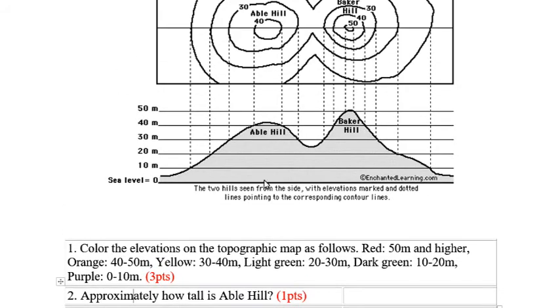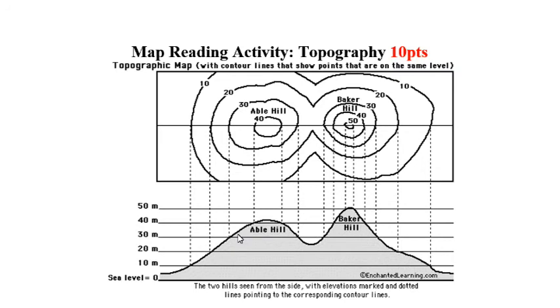So let's start with the first one, worth 3 points, where we need to color the elevations on the topography map with red, orange, yellow, green, dark green, and purple. Now you can print it out. Take your coloring pencils and/or markers or crayons and color those in, certainly. However, we are in the digital age, right? So an alternative to that is using maybe a program called Microsoft Paint. I want to show you how to do that.